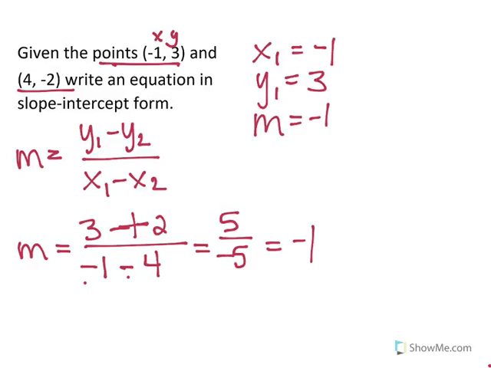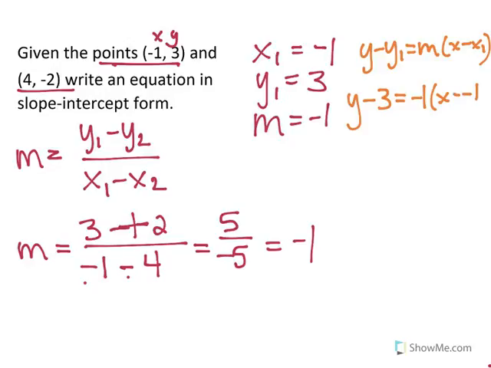So remember, the equation is y minus y1 equals m times x minus x1. So I'm just going to plug these values in, and we're going to get y minus 3 equals negative 1 times x, and again we're going to have minus a negative 1, so we're going to change that to a plus.